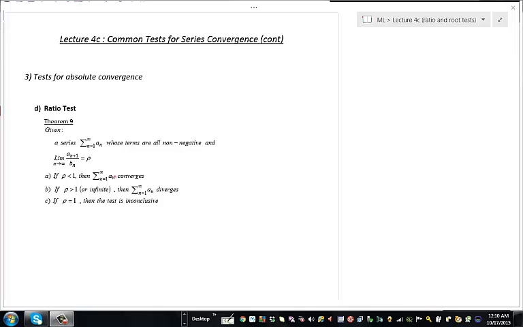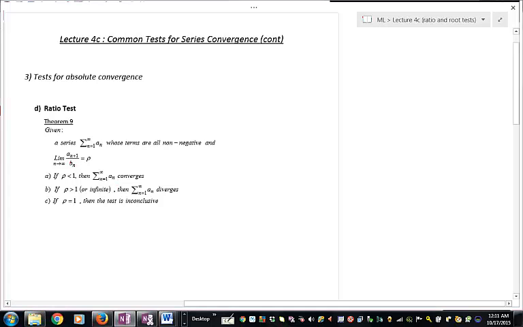Now we want to look at two final tests for absolute convergence of a series, and they kind of go together just like the direct comparison and the limit comparison test went together. The first is called the ratio test, and so what we're going to do is look at some series, the sum of the terms a sub n. We should really let this be positive.